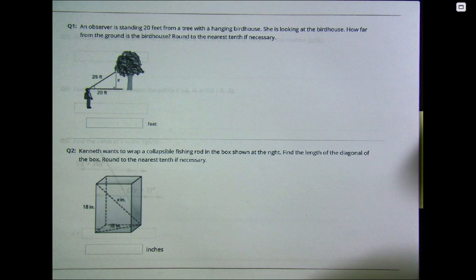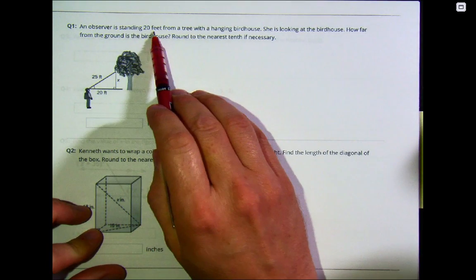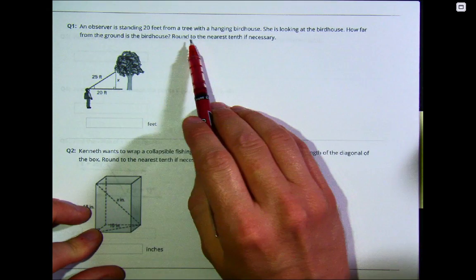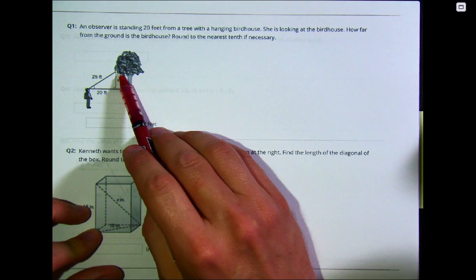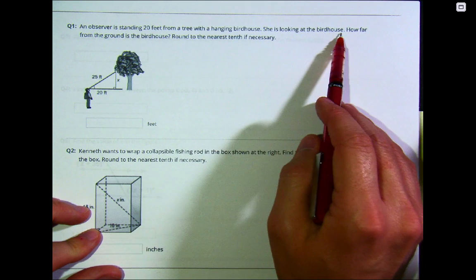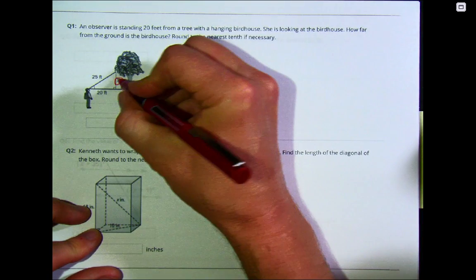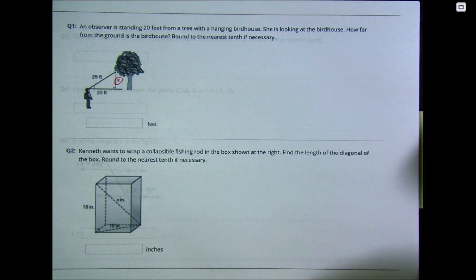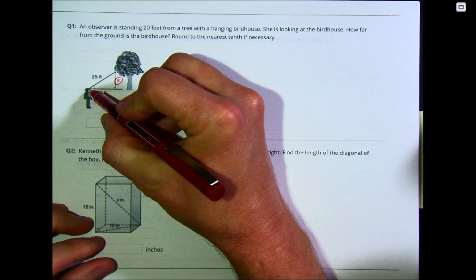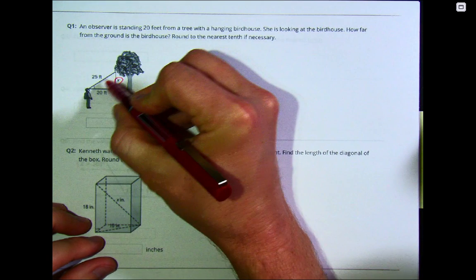We're going to start off with number 1. An observer is standing 20 feet from a tree with a hanging birdhouse. She's looking at the birdhouse. How far from the ground is the birdhouse? So that's x. We're trying to figure out what x equals. And what do you know? This situation creates a right triangle.